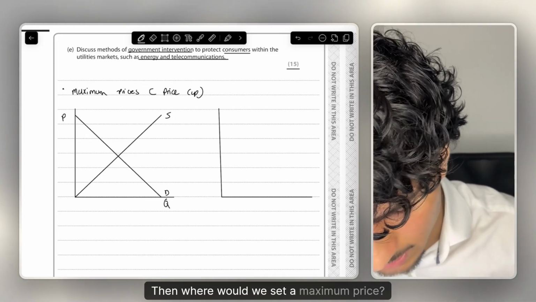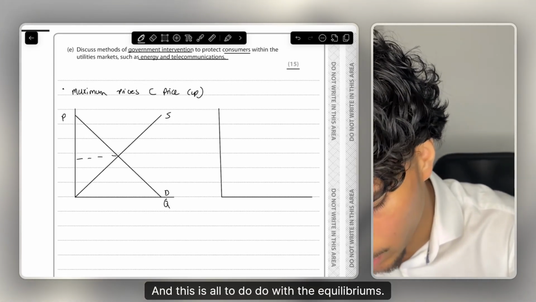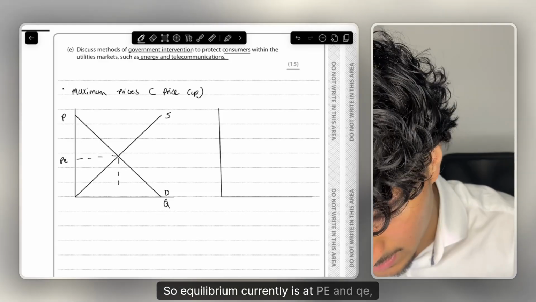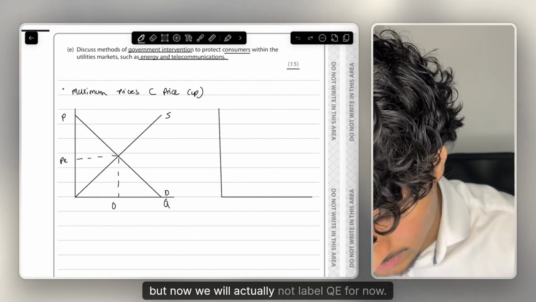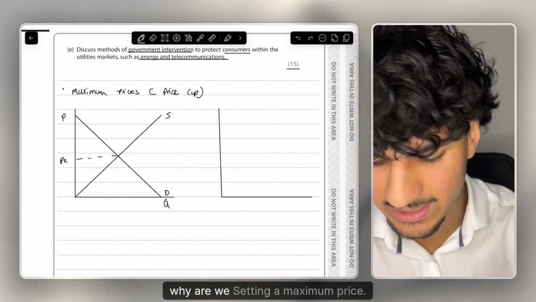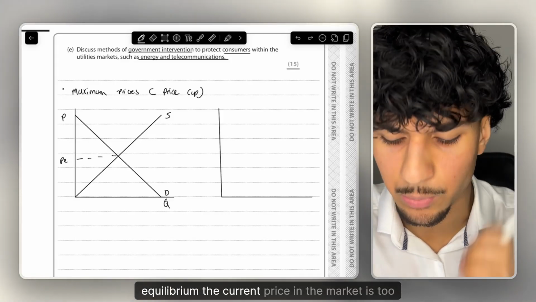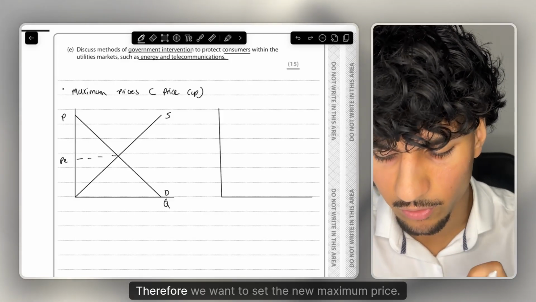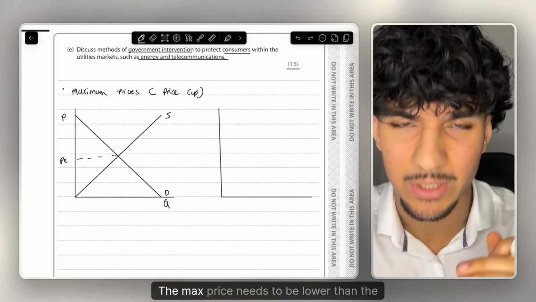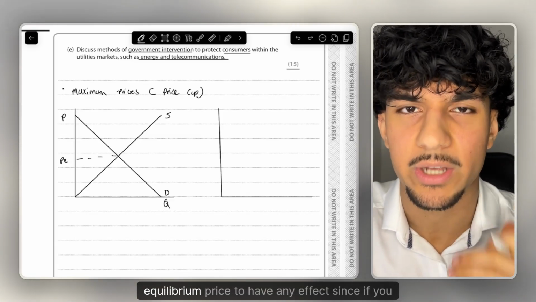Then where would we set a maximum price? And this is all to do with the equilibrium. So equilibrium currently is at PE and QE, but now we will actually not label QE for now. But why are we setting a maximum price? We are setting a maximum price since the price at equilibrium, the current price in the market, is too high. Therefore, we want to set the new maximum price. The max price needs to be lower than the equilibrium price to have any effect.